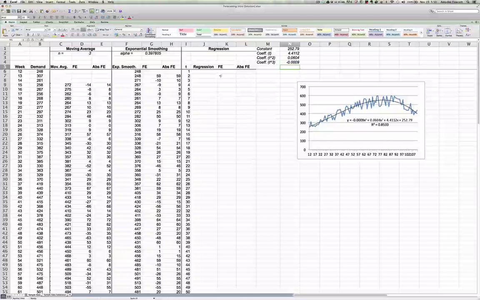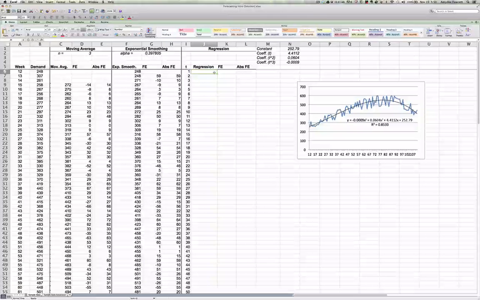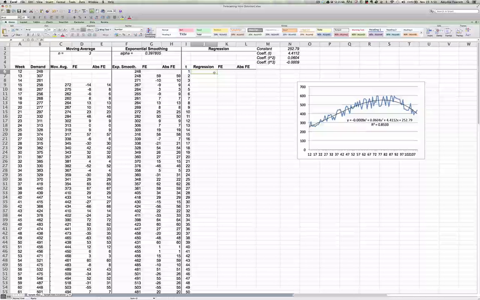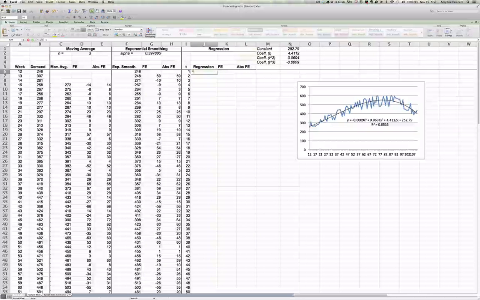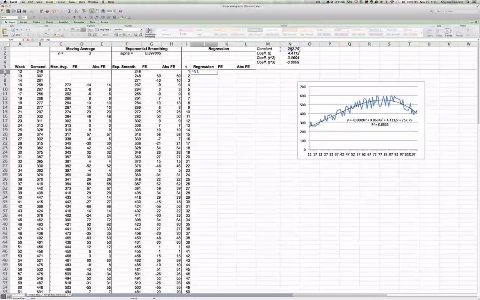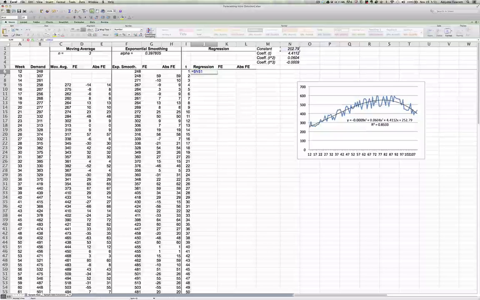All I need to do now is to implement this particular regression function for the various periods. So let me show you how to do that. I'll start at my first period here. This is week 12, and the forecast based on this regression model would now be equal to the constant term. Make sure to lock in the cell references. Plus now I'll take the coefficient of the linear term, lock that in, times the number of the current time period.